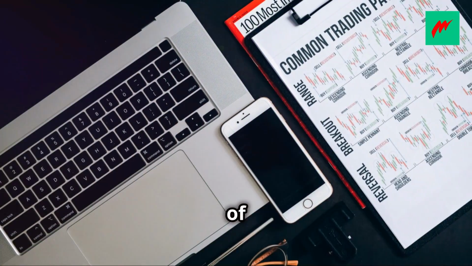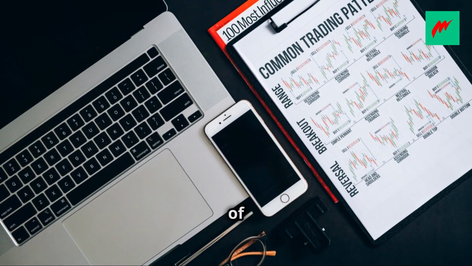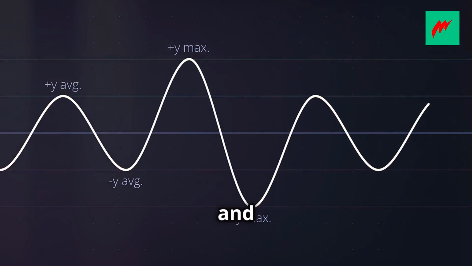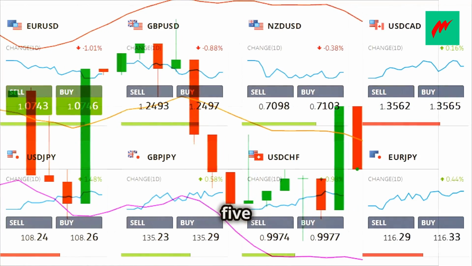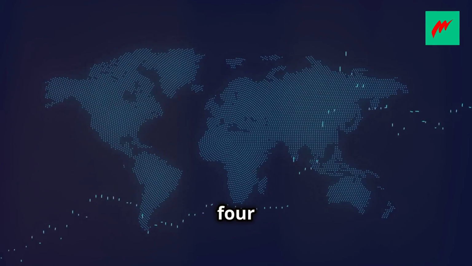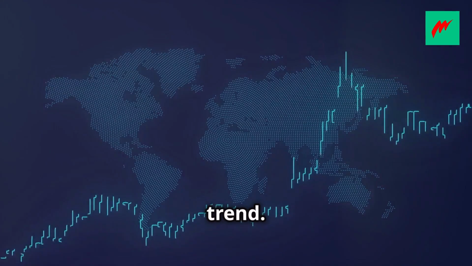Impulse waves consist of 5 subwaves that move in the direction of the main trend. These waves are labeled 1, 2, 3, 4, and 5. Waves 1, 3, and 5 are impulsive and move strongly in the trend direction, while waves 2 and 4 are corrective and move against the trend.